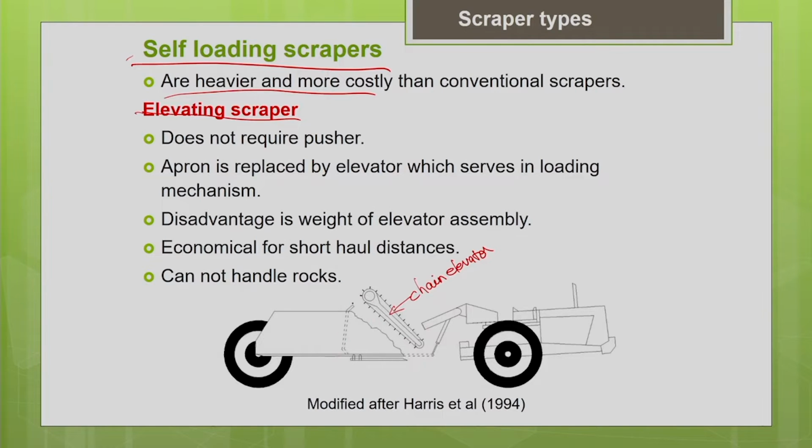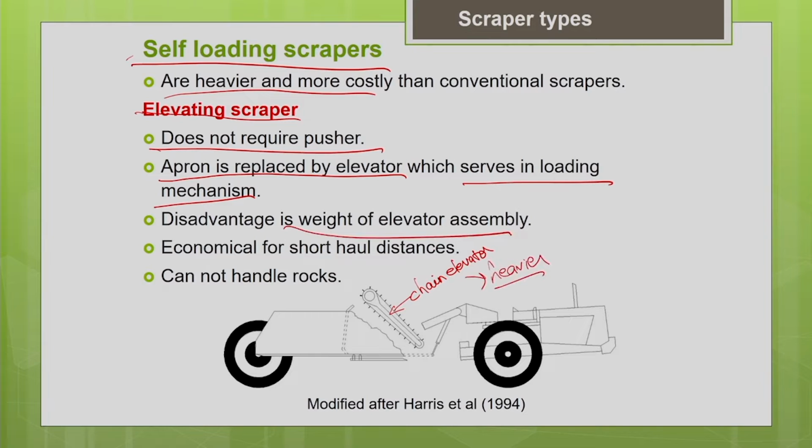So, as usual, you have an ejector, which will help you to dump the material when dumping is needed. Basically this does not require the help of a pusher. That is why we call it a self-loading scraper. Here the apron is replaced by an elevator which helps you to load. But the disadvantage is this chain elevator is heavier. It increases the self-weight of your machine.